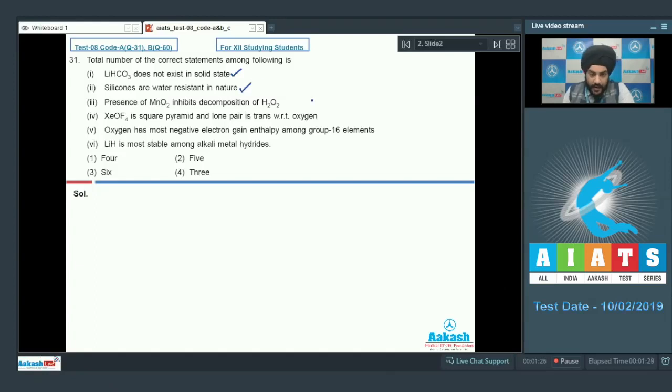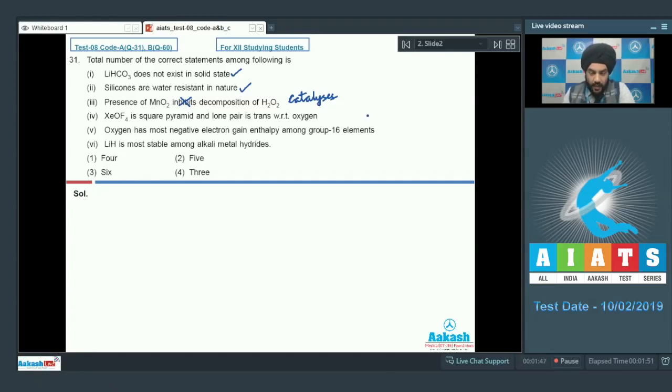If you look at the third statement now, presence of MnO2 inhibits the decomposition of H2O2. So this statement, students, is incorrect. MnO2 does not inhibit the decomposition. It in fact catalyzes. So in presence of MnO2, the decomposition of H2O2 is catalyzed. It's accelerated. So the third statement is incorrect.